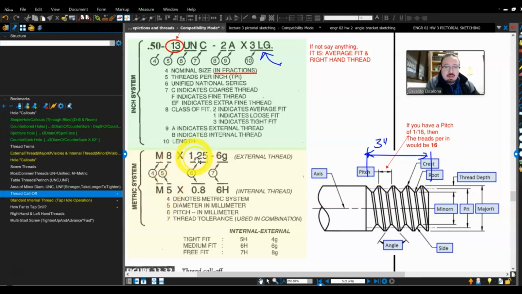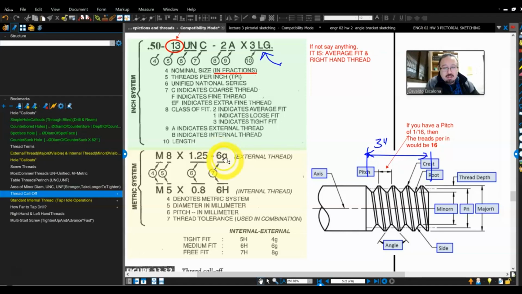And then right next to it, you have your pitch. Your pitch is the distance from crest to crest, peak to peak. While in the inch system, the imperial system, Unified National coarse or fine, you're calling out the threads per inch. In the metric system, you're calling out the distance from peak to peak, so not the whole inch, just the distance between one and the other. And then right after that, you are going to have your fit, per se.